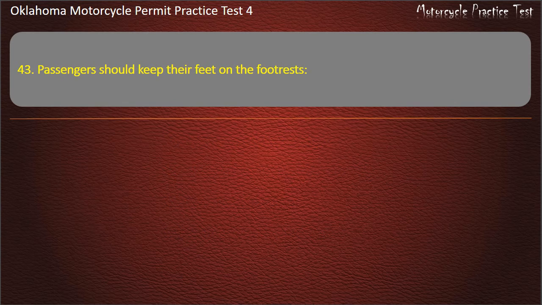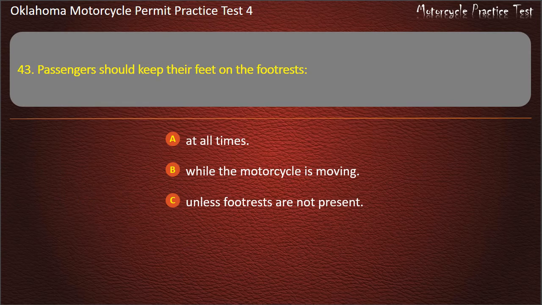Question 43. Passengers should keep their feet on the footrests. At all times. While the motorcycle is moving. Unless footrests are not present. Unless riding over a slippery surface. Answer. At all times.